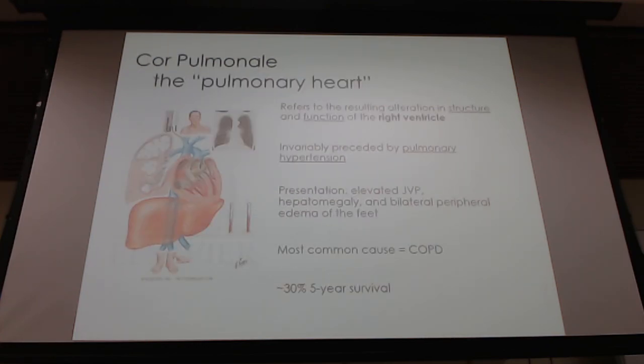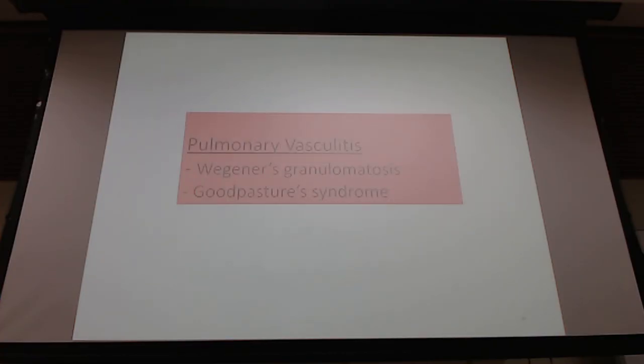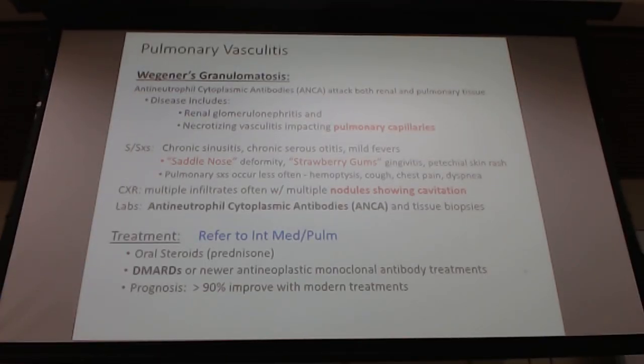This term, this is just a term, it means the pulmonary heart, and it simply means the physiologic changes that happen to the right side of the heart as a result of pulmonary hypertension. It is equivalent to left ventricular hypertrophy, but in a different vasculature system. All right, last two. Wegener's, this is the ANCA antibody that attacks the vasculature.